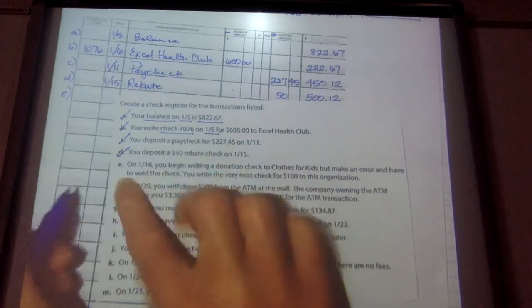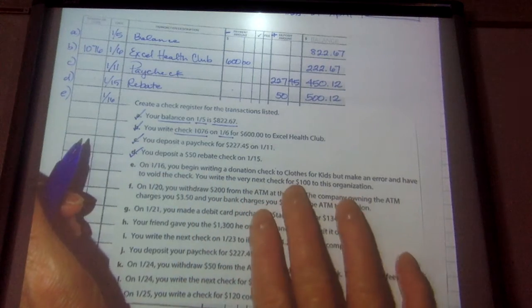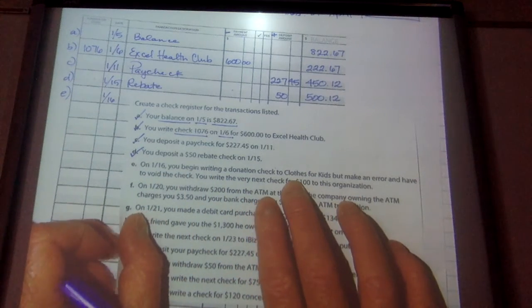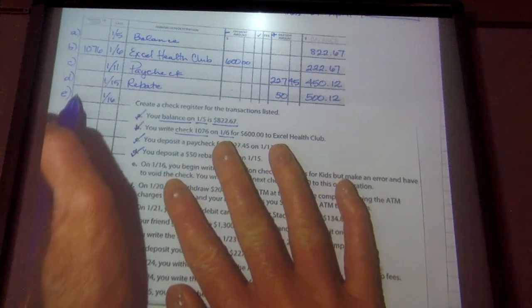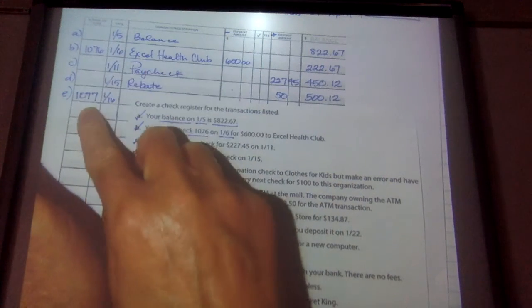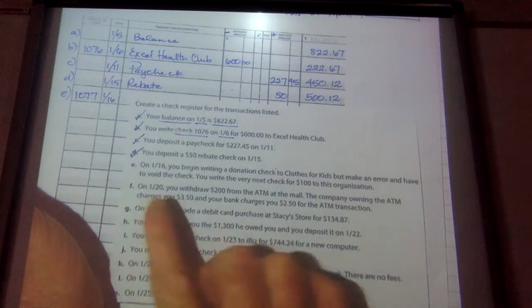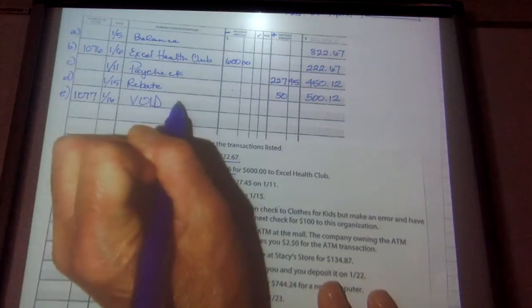We're now on to E. On January 16th, you began writing a donation check to Clothes for Kids. Now, they're not going to tell you the next check number. They already told you the first one. So I know that it must be the very next number, so I'm going to write that here. But it said I made an error and I had to void it. So I'm just going to do that.